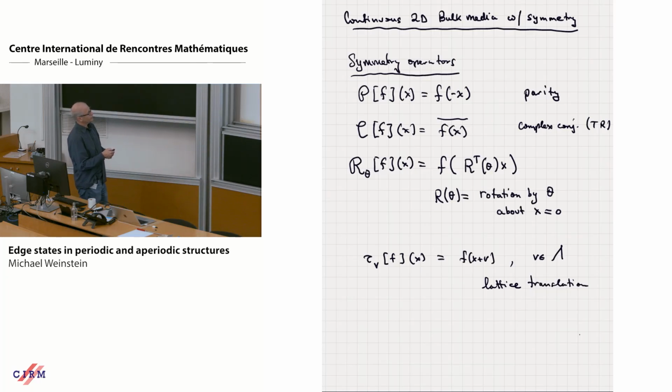We take f, and we apply a rotation matrix by theta, rotation by an angle theta, this 2 by 2 orthogonal matrix. Okay. And in what I'll discuss, I'll always assume x equal to 0 is the origin of coordinates with respect to which we act with these symmetries. And then finally, there's the translation operator, which is just translation by elements of the lattice.